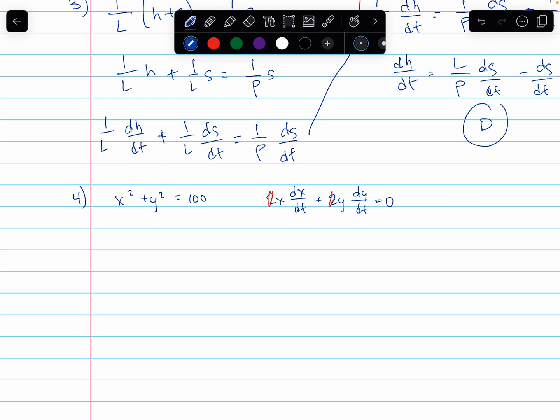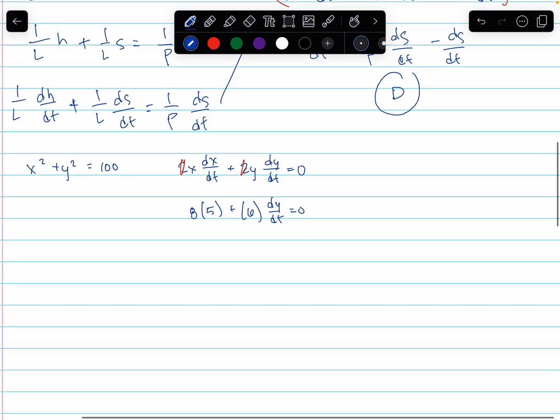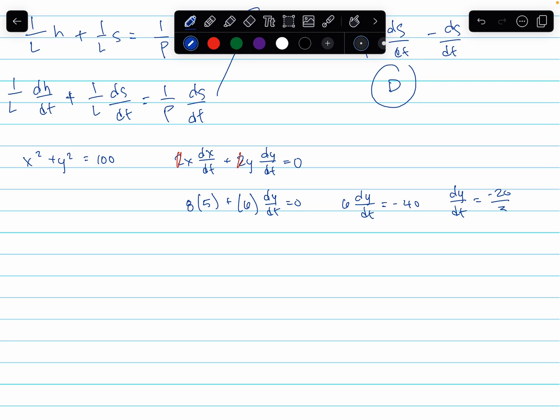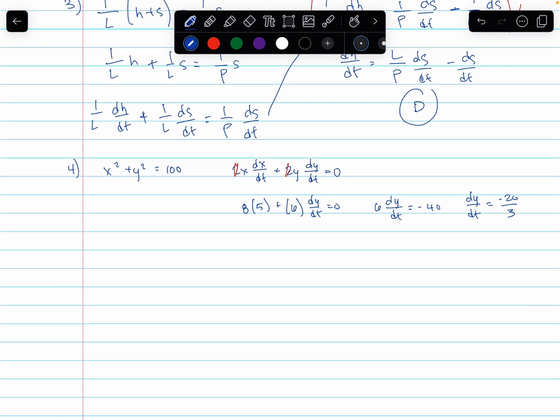Okay, and then x is going to be equal to 8. Do we have dx/dt? dx/dt is 5, plus y is going to be 6, and dy/dt is what we're trying to find, equal to 0. So subtract 40, so 6 dy/dt is going to be equal to negative 40, divided by 6, so dy/dt is going to be equal to negative 20 over 3. They don't provide units. Okay, so then the answer is A.